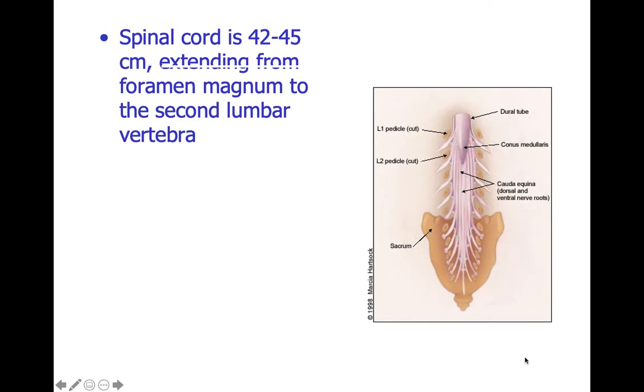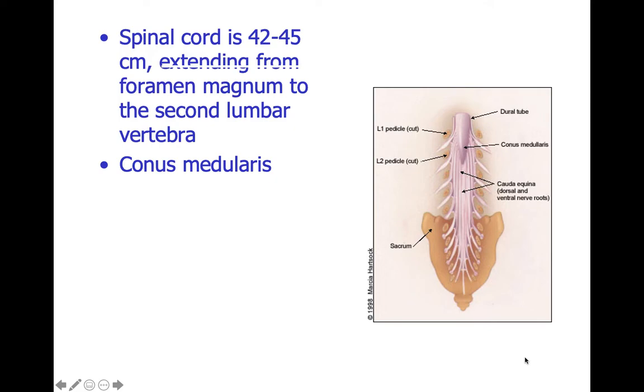The spinal cord is about 42 to 45 centimeters long. It extends from the foramen magnum of the occipital bone, so it's going to go from the bottom, if you will, of the skull, down to about the second lumbar vertebra. Okay, so it doesn't go all the way down to the sacrum, it doesn't go all the way down to your butt, it ends in the lumbar region.